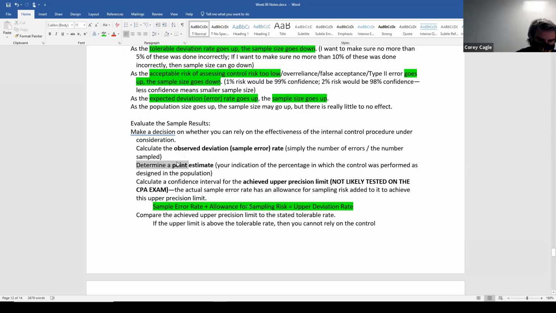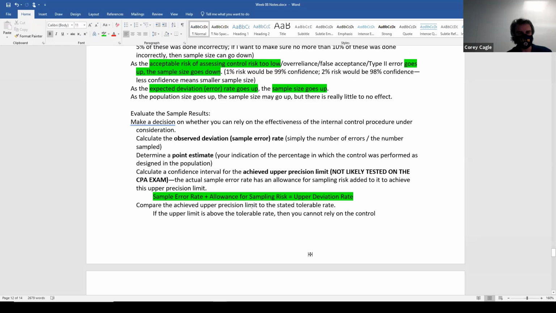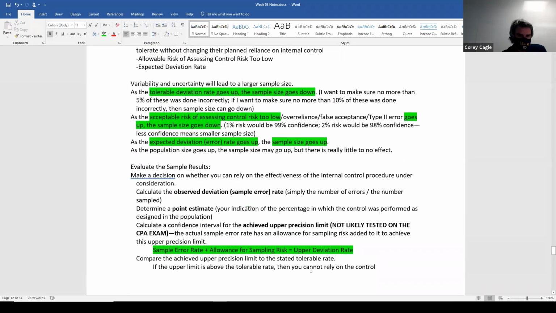That's what we just said: blow it out to the whole population and see what it looks like, right? And then we're going to have this little confidence interval, but we're really not worried about the lower end of that confidence interval. We're only worried about the upper end because we're worried about worst case scenarios, right? Calculating that, don't worry about doing that in the CPA exam. Just understand how to kind of deal with it all. And then once we have this, we compare it to our tolerable rate and see if we can rely on it or not. So that's the whole process there.